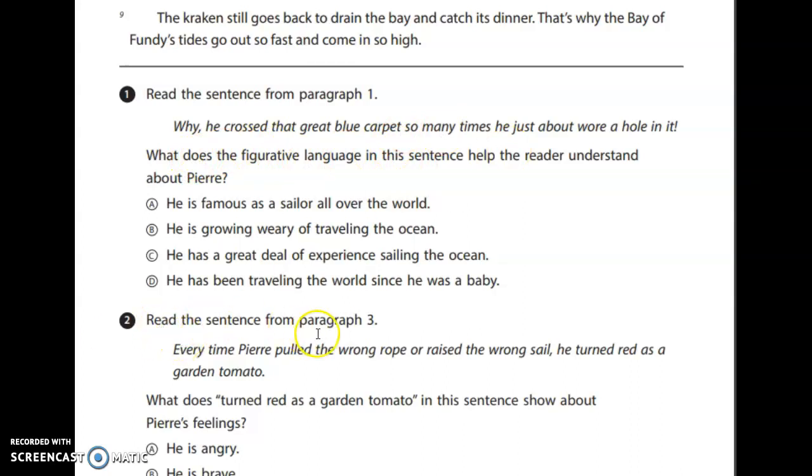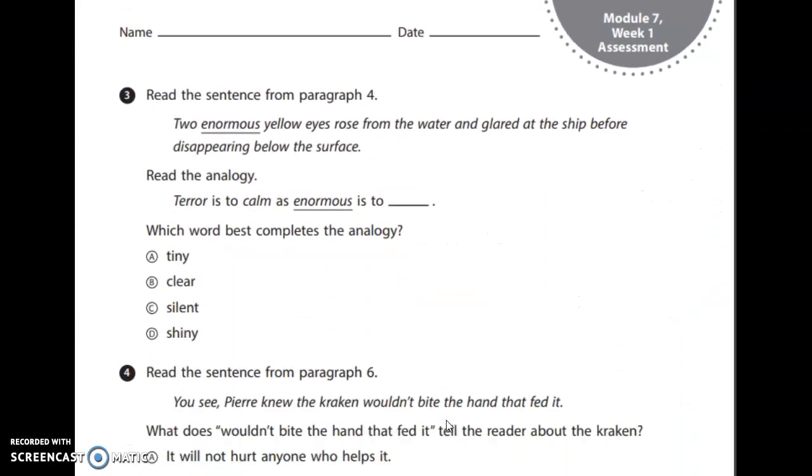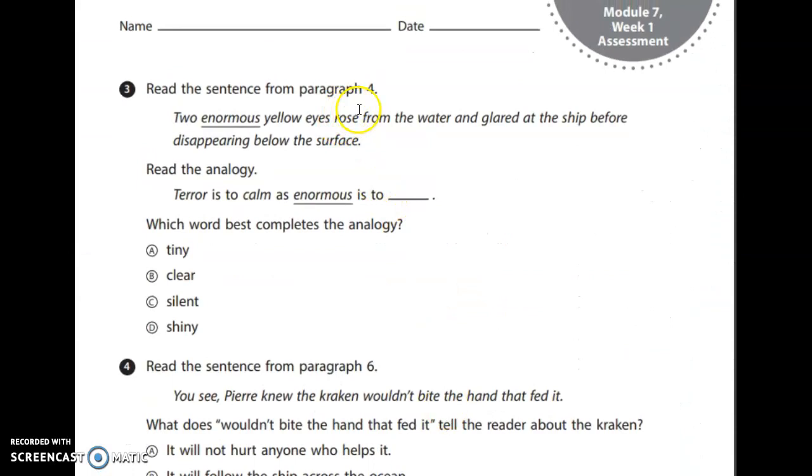Number 2. Read the sentence from paragraph 3. Every time Pierre pulled the wrong rope or raised the wrong sail, he turned red as a garden tomato. What does turn red as a garden tomato in this sentence show about Pierre's feelings? Number 3, read the sentence from paragraph 4. 2 enormous yellow eyes rose from water and glared at the ship before disappearing below the surface. Read the analogy. Terror is to calm as enormous is to blank. Which word best completes the analogy?